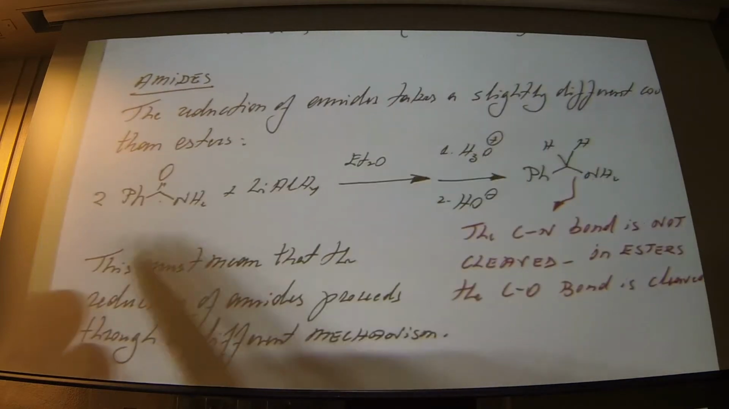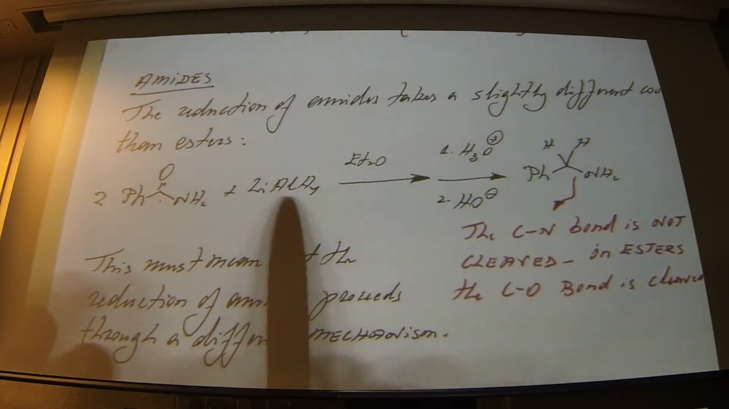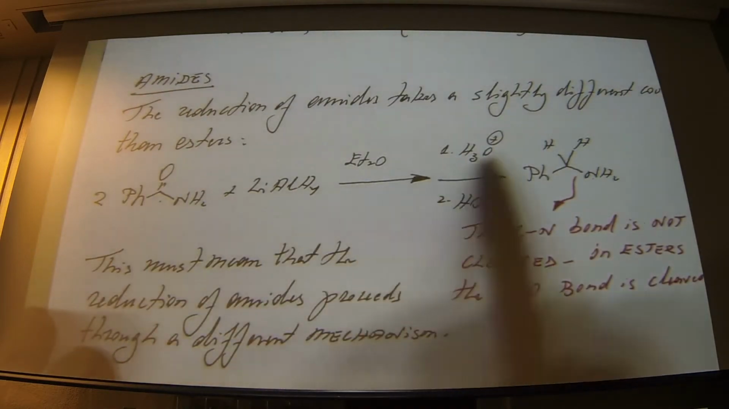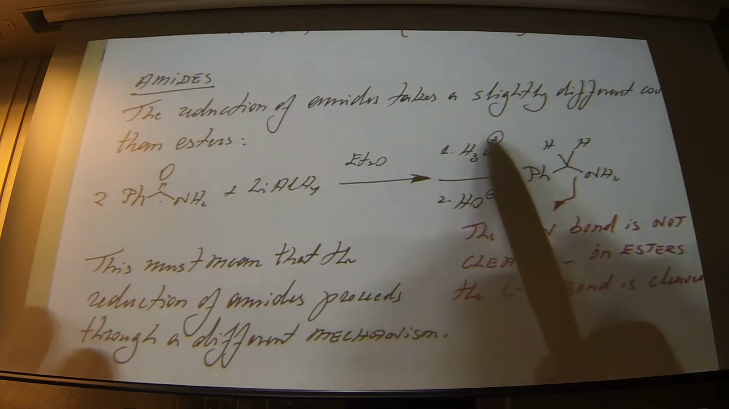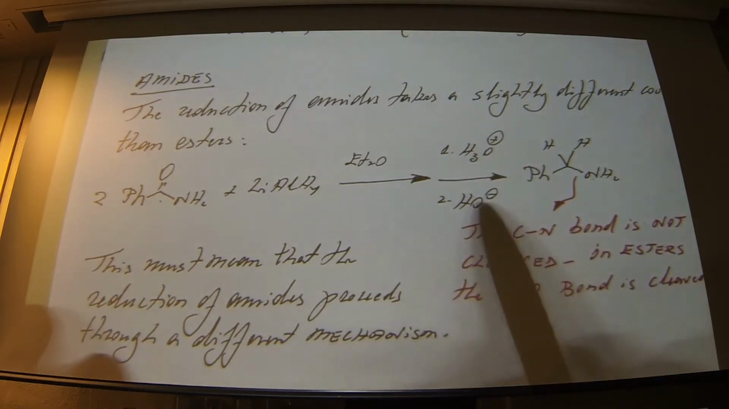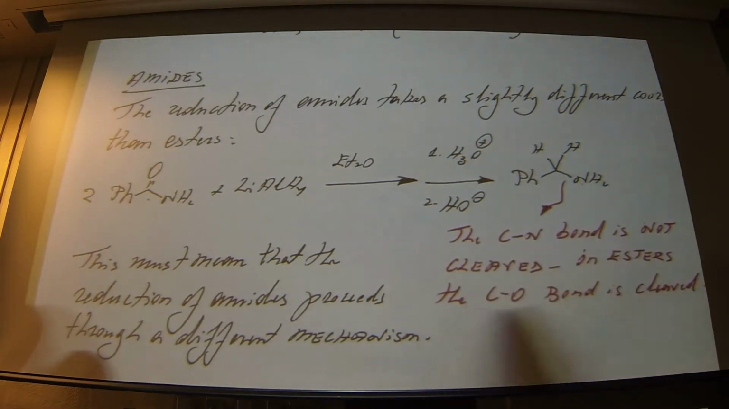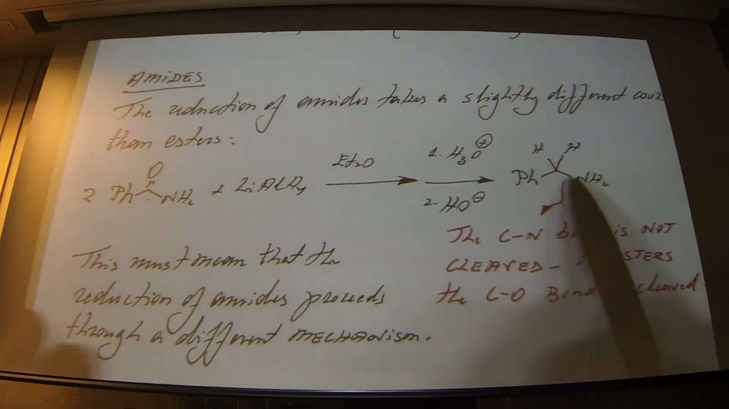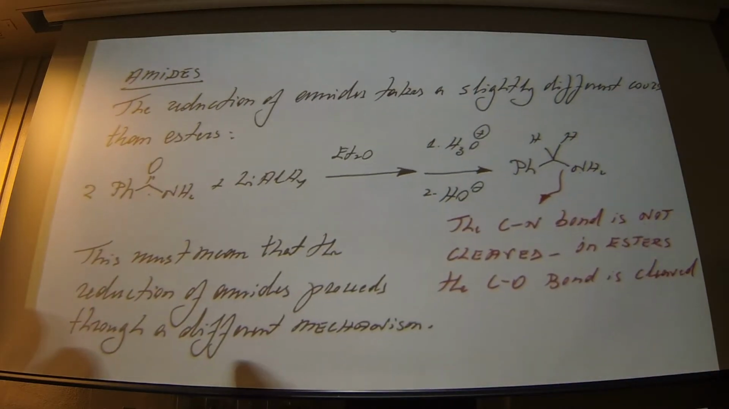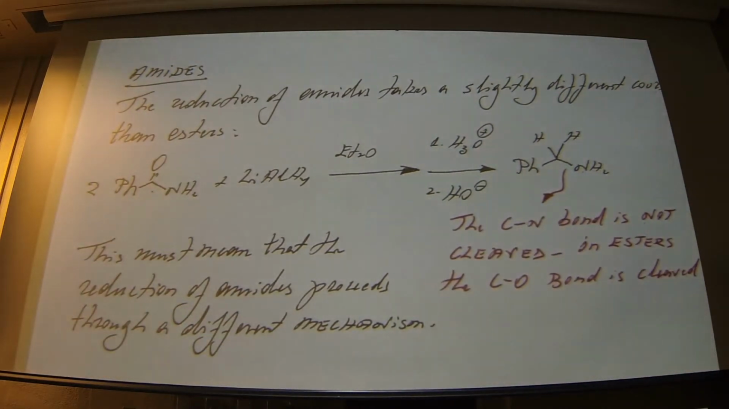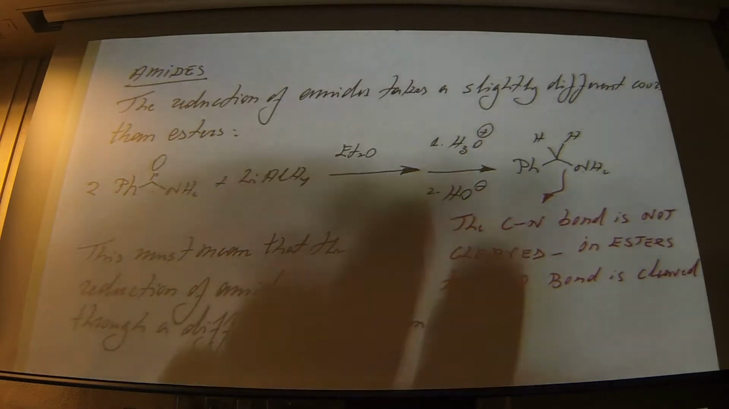So, to recap, there's my amide, lithium aluminum hydride in ether, and then I have to treat this with acid followed by base in the workup, and there's my product, and the C-N bond is not cleaved. In esters the C-O bond is cleaved, but in amides it is not. So it must be that the reduction of amides proceeds by a slightly different mechanism than the reduction of esters. So what might that be?